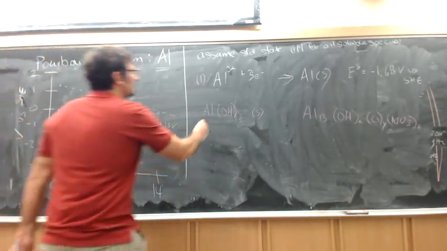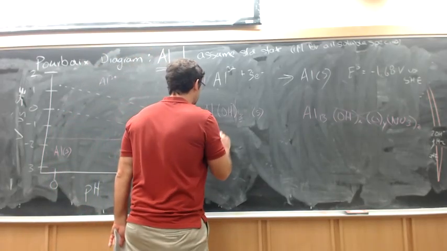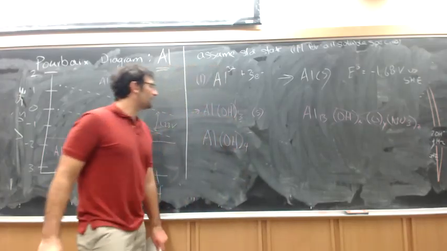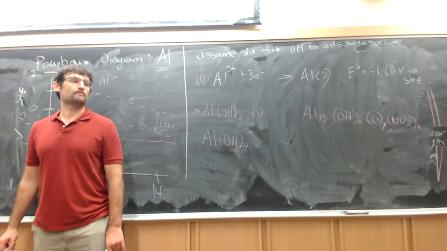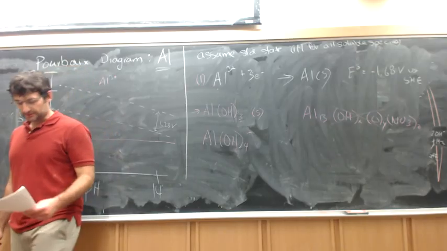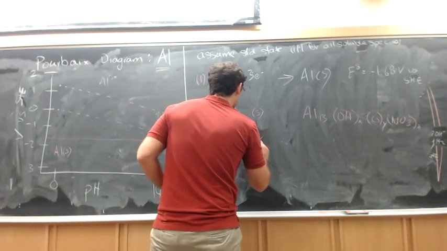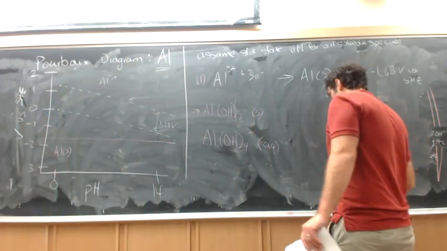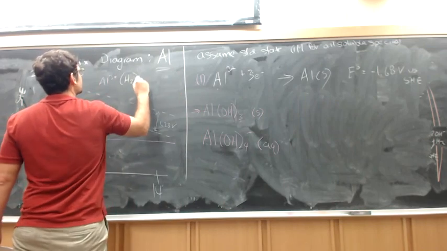Okay, so this is the thing you'll find in thermochemical tables. And then the other thing, if you keep increasing the pH, you'll form an aluminum hydroxide species, aluminate species. And this is aqueous, this is soluble. Okay. So it turns out aluminum 3 plus is really this.